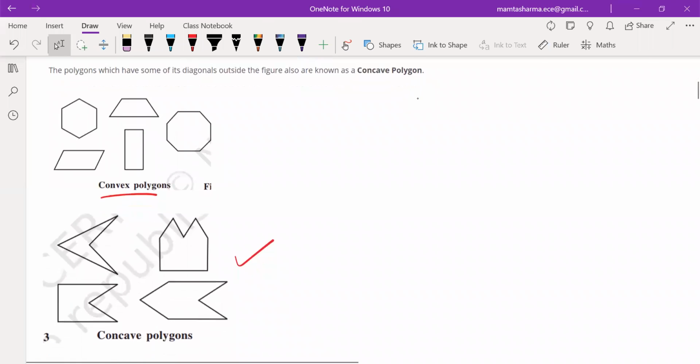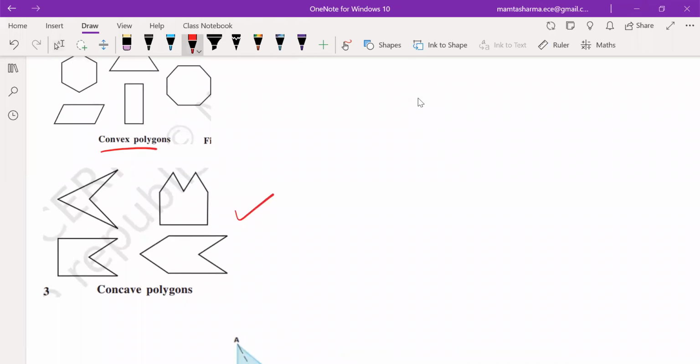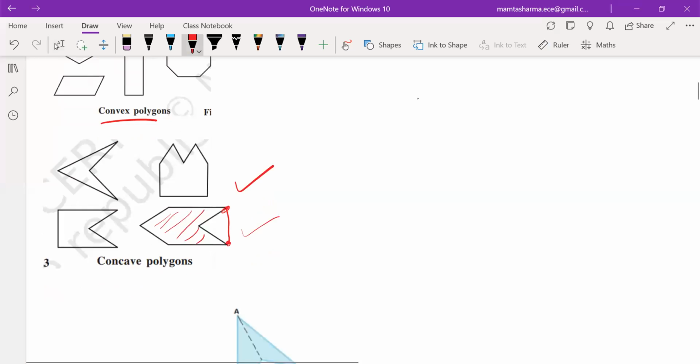Okay, so see, if I draw a diagonal, this diagonal is outside this shape. The shape is this one, and this diagonal is lying outside the shape. That's why this is a concave polygon.